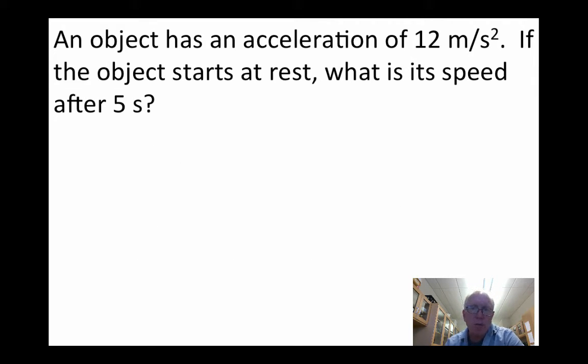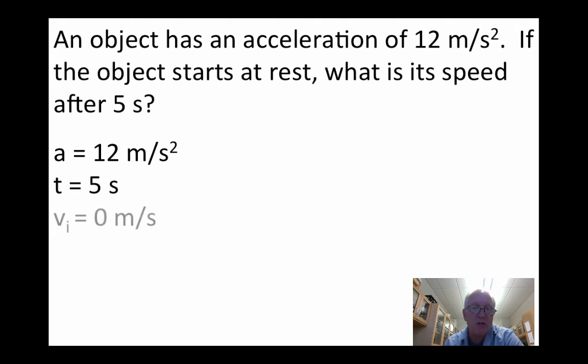Okay, so here's an example problem. Let's go through this one together. As always, the first thing that we're going to do is identify the information. So here, the acceleration is 12 meters per second squared. That unit, meters per second squared, lets you know it's an acceleration. If the object starts at rest, what's its speed after 5 seconds? Well, the time, the t, is going to be 5 seconds. And since it starts at rest, we can say its initial speed is 0 meters per second.